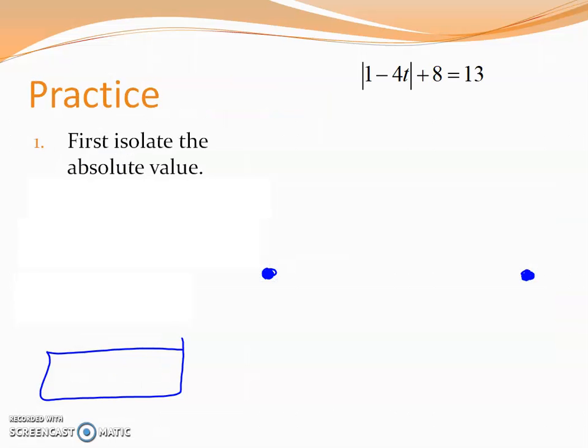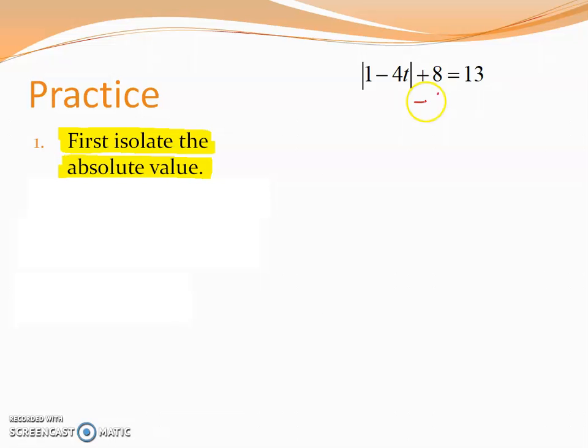One more thing. You will not always have your absolute value by itself. So in this case right here, I cannot say that 1 minus 4t is 13 and negative 13. I can't say that because my absolute value isn't by itself. I don't know what this absolute value equals yet. So earlier when I said your first step is to set up two equations, I actually lied. Our very first step is to make sure that we isolate the absolute value. Okay? So I am going to subtract 8 from both sides. And when I do that, I get 1 minus 4t equals 5.